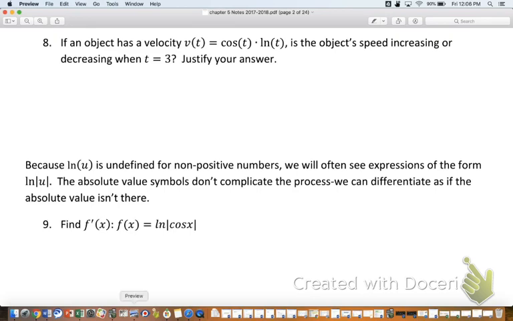We are going to be deciding this question right here. Is the object's speed increasing or decreasing? What are the things we have to take into account? What do we have to look at? Velocity and acceleration, that's right. What's easy about this, I suppose, is you already have a velocity function. So to find v of 3, all you do is grab your calculator and plug in a 3. So you get v of 3 equals cosine of 3 times natural log of 3.